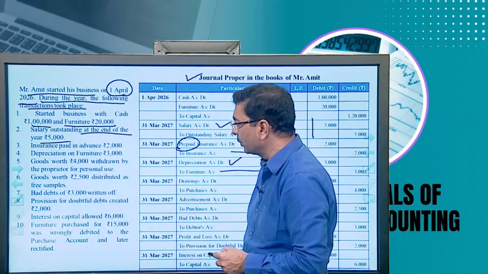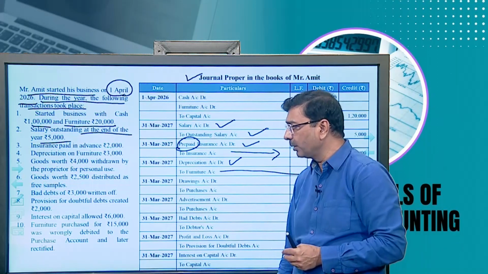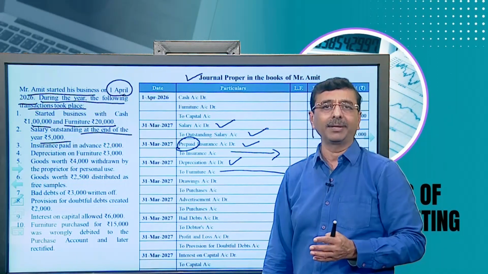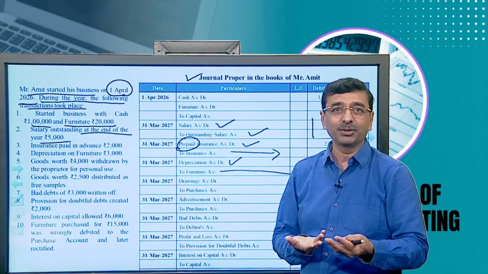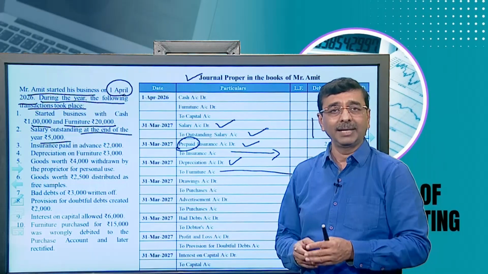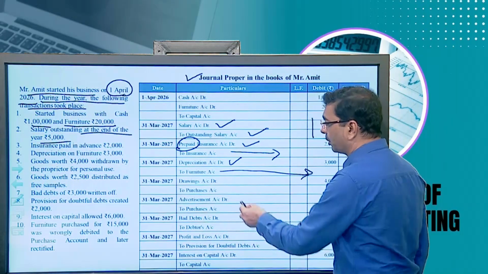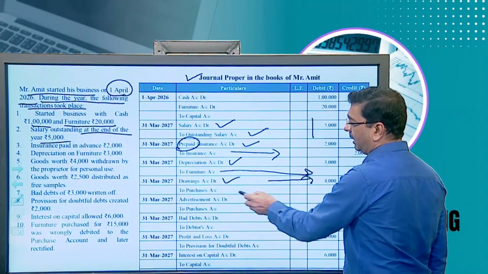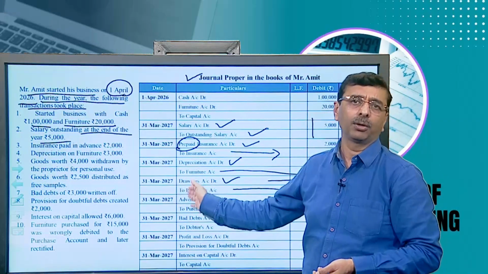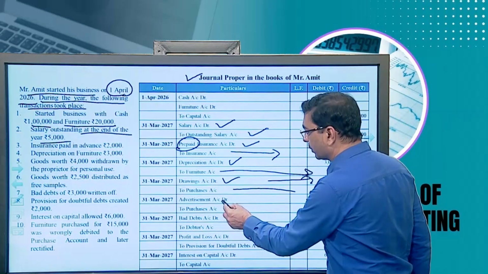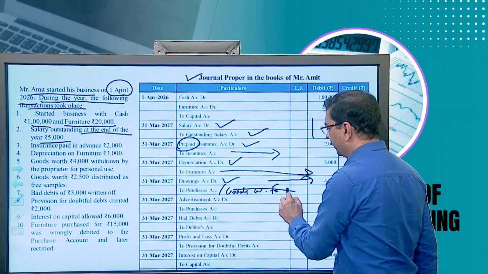Next is goods worth rupees 4,000 withdrawn by proprietor for personal use. It's a drawings, right? So ultimately it's not a sale. That's why it's not recorded in the purchase book. Withdrawn, and it is actually not to be recorded. There is no cash transaction also. So that's why it's recorded in the general proper: drawings account 4,000 debit, and it's considered maybe purchase, or you can write here goods withdrawn for personal use. You can write it another way also, goods withdrawn for personal use.